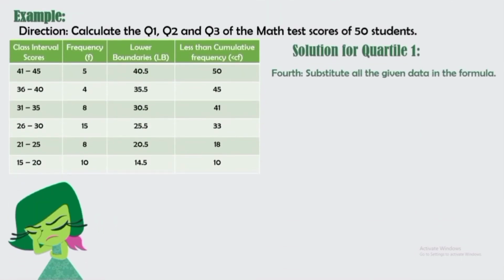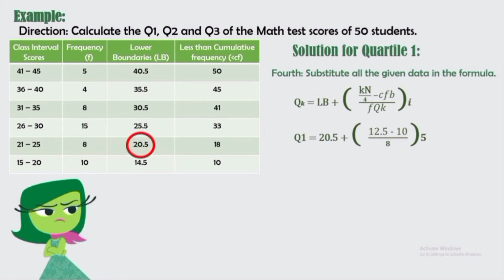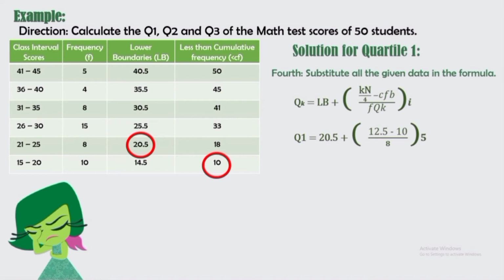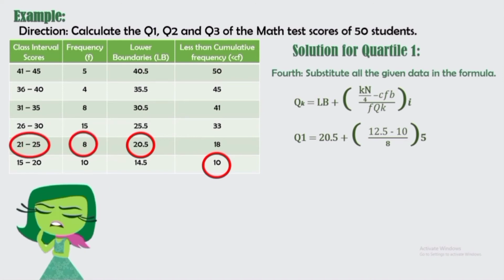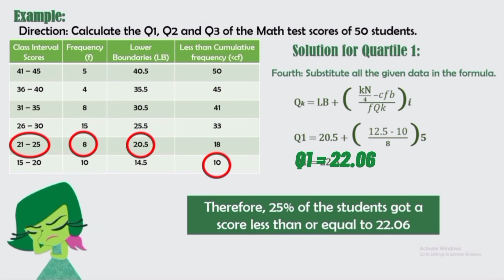For our fourth step, substitute all the given data in the formula. Here is our formula. Substitute all the given data. 20.5 plus the difference of the first quartile class score, which is 12.5, and 10, which is the less than cumulative frequency, divided by 8, which is the frequency, and multiply by the class interval, which is 5. Then simplify. We have 22.06. Therefore, 25% of the students get a score less than or equal to 22.06.